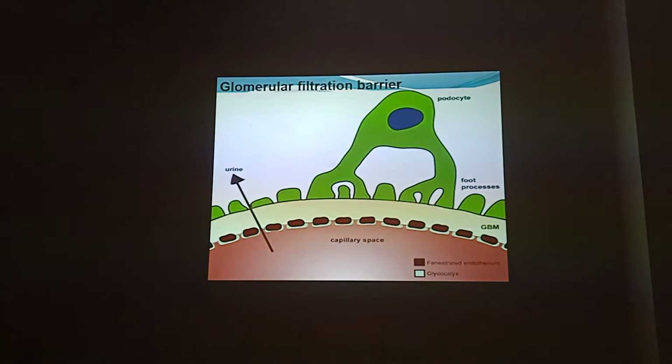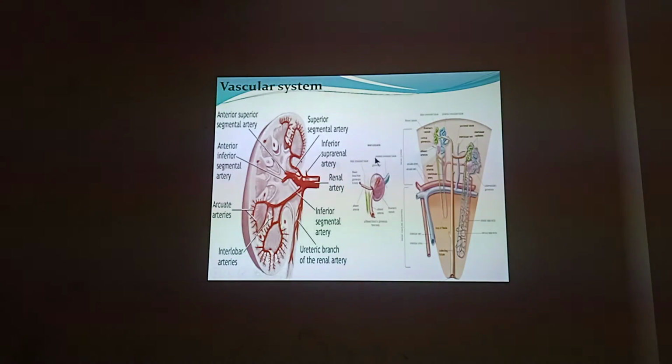Now here is the glomerular filtration barrier. Here you can see this afferent arteriole, then forming the glomerular capillaries, and this is the efferent arteriole. The luminal diameter of the afferent arteriole is more, whereas the efferent is less. So here it creates a pressure gradient which filters the blood. Okay, this is one thing.